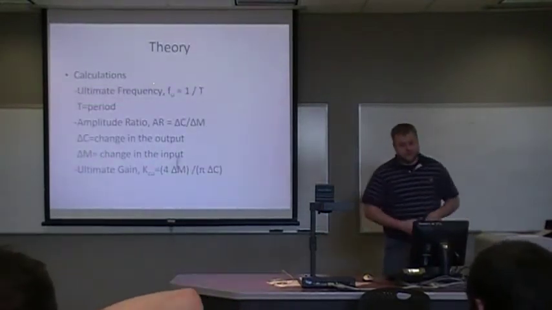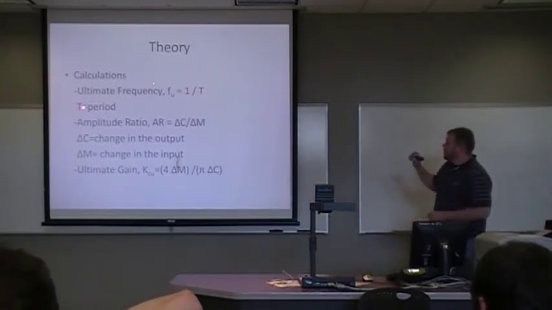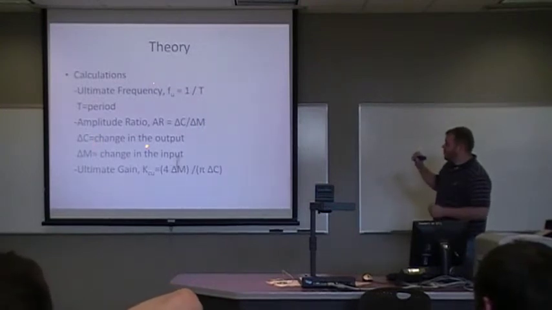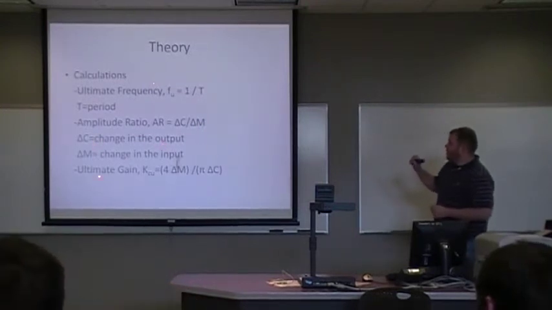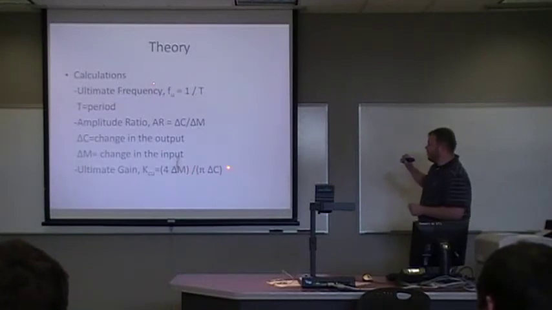The calculations to find the ultimate frequency is just 1 over the period, T being the period. The amplitude ratio is just the controlled variable over the manipulated variable. Then these are the controlled and manipulated variables. And then the ultimate gain for the relay is 4 times the manipulated variable divided by pi times the controlled variable.